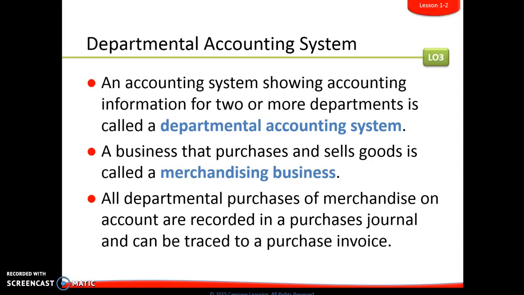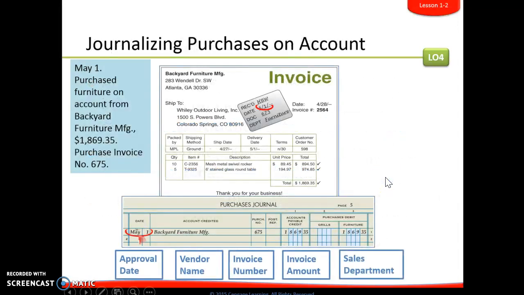So a departmental accounting system is just a system showing accounting information for 2 or more departments. A business that purchases and sells goods is called a merchandising business. All departmental purchases of merchandise on account are recorded in a purchases journal and can be traced to a purchase invoice. So here they're showing us what an invoice looks like.